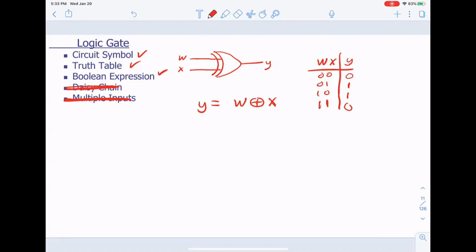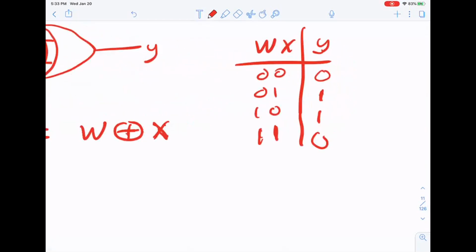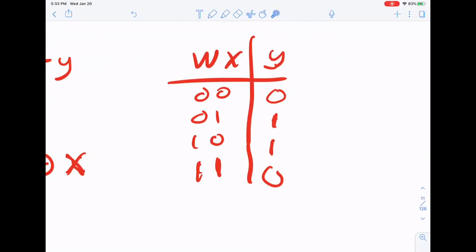Does anybody want to guess as to what this is with your microphone? I don't know if you've ever encountered anything like this before. Is it a NOT gate? It's not a NOT gate. Exclusive OR. Exclusive OR. Okay. So why do we call it exclusive OR? Because the output is 1 if X is on or if Y is on. I'm sorry, X is on or W is on, but not both. So it's exclusive. All right.